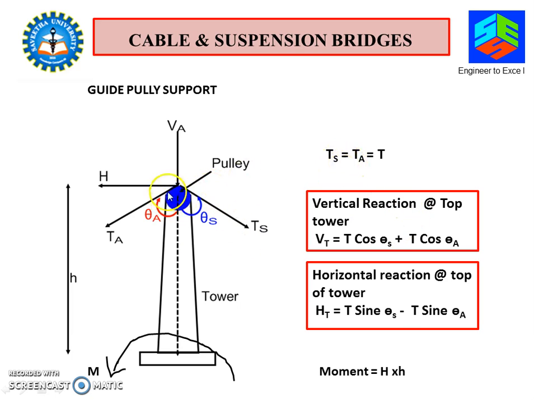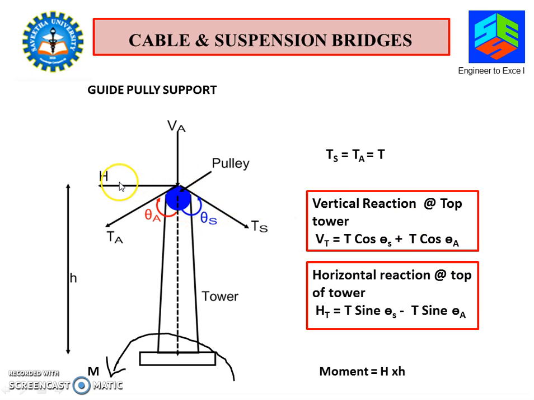As we discussed, main cable tension TS and anchor cable tension TA should be equal. So the vertical reaction at the top of the tower: the vertical component is T cos theta S acting downward, and T cos theta A, also acting downward. So the net vertical reaction at the top of the tower is equal to T cos theta S plus T cos theta A. Please note this one.